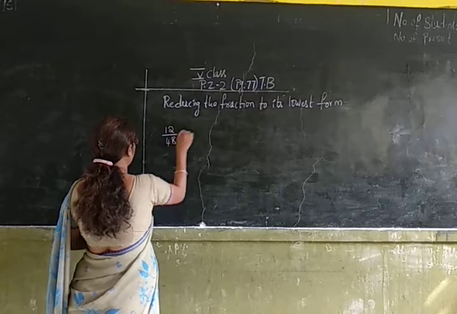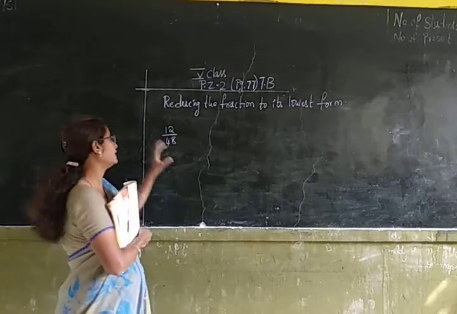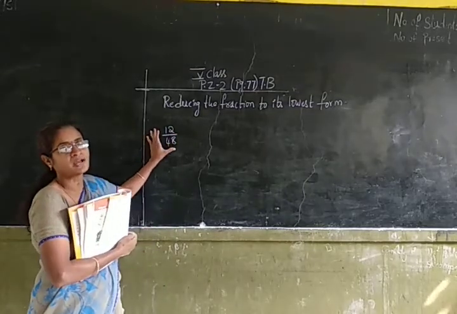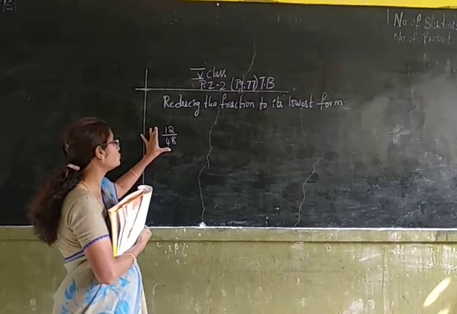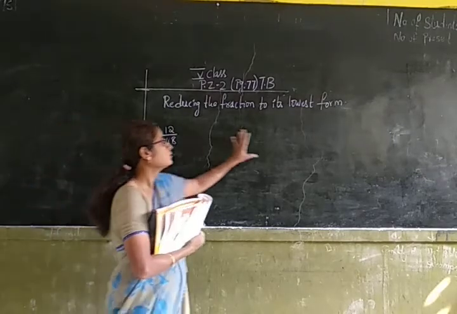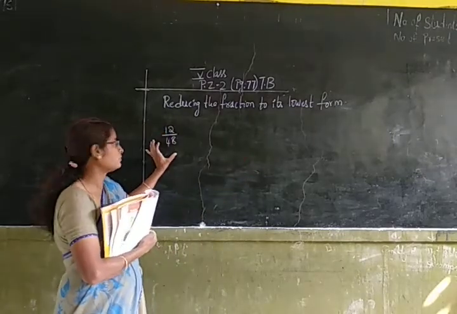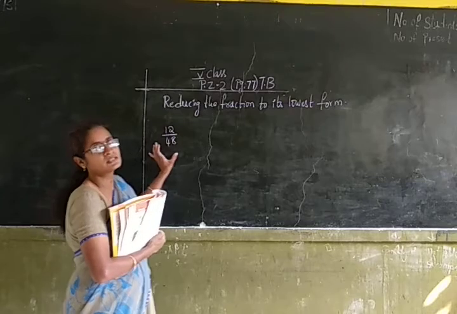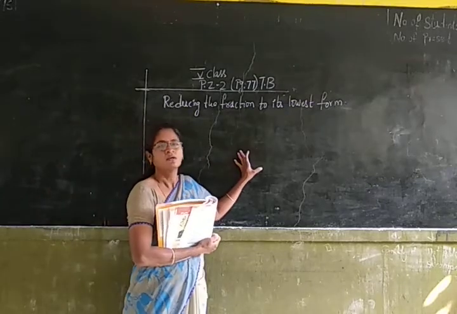Let us take the fraction 12 by 48. Now let us reduce 12 by 48 to its lowest form.